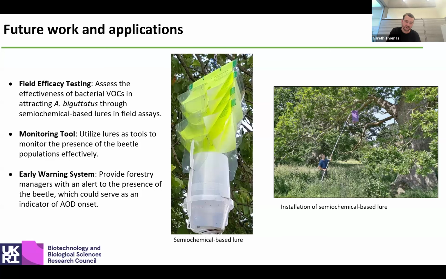So here we've just got an example picture of what one of these semi-chemical based lures might look like. And here we've got how one of these lures might be installed in a woodland.